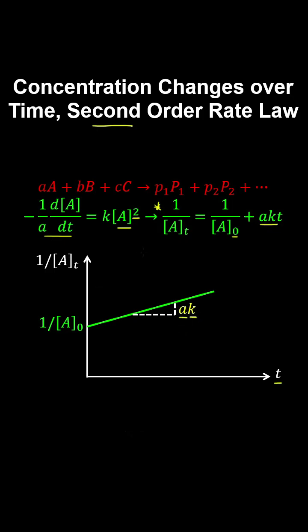So here we can see that because the reactant is being consumed, then the concentration at time t is going to keep getting smaller than the concentration at time 0.